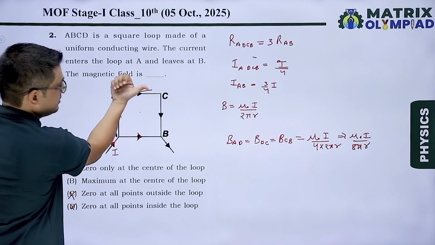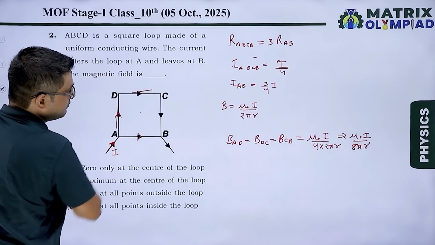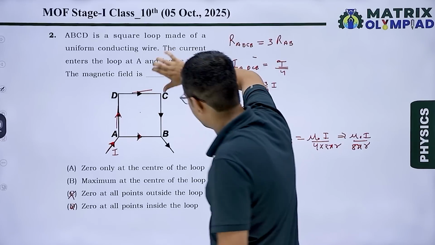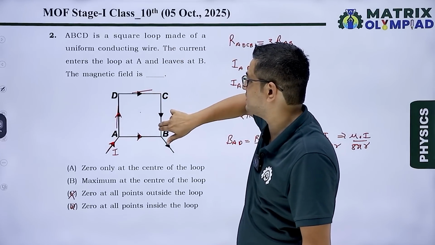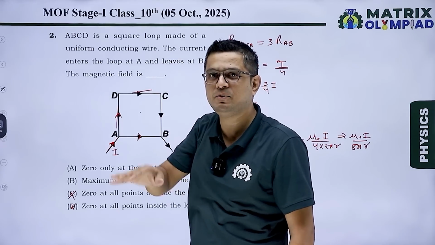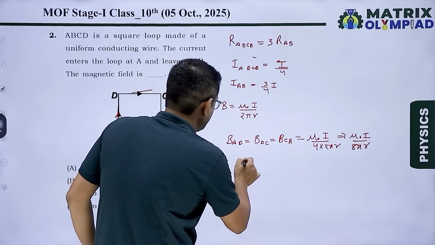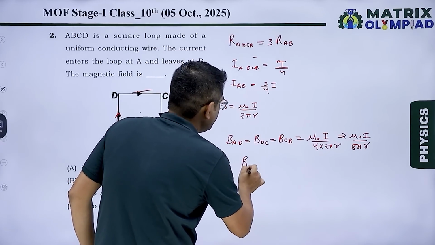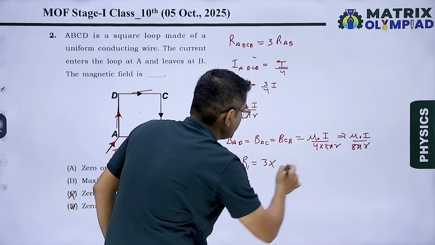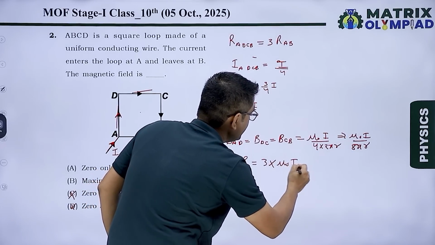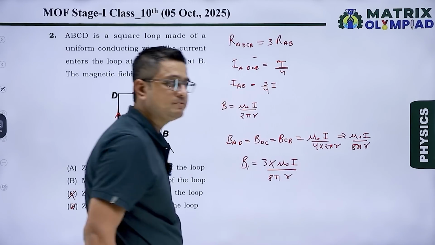Due to this section, we can also see due to DC section, the magnetic field will be also inward, and due to CB section, the magnetic field will be also inward. So due to these all three sections, magnetic field is in same direction with same magnitude. So we can say total magnitude due to this part, let's say B1, will be 3 multiplied by mu naught I divided by 8 pi R, okay.